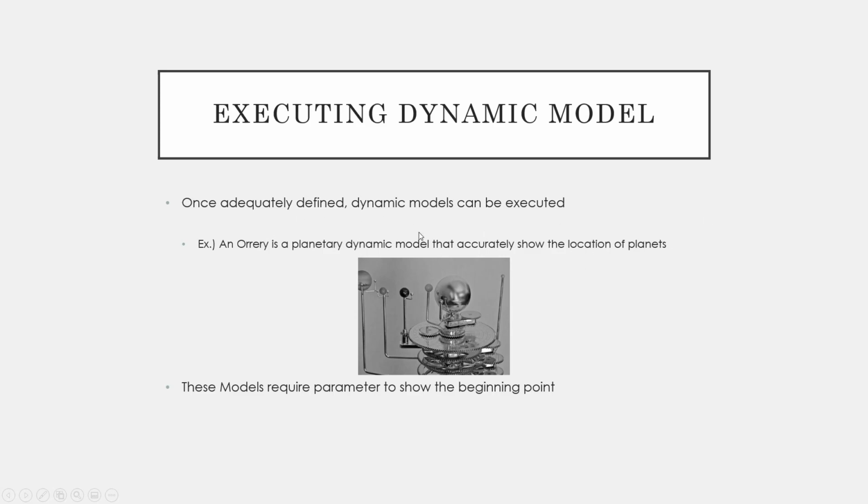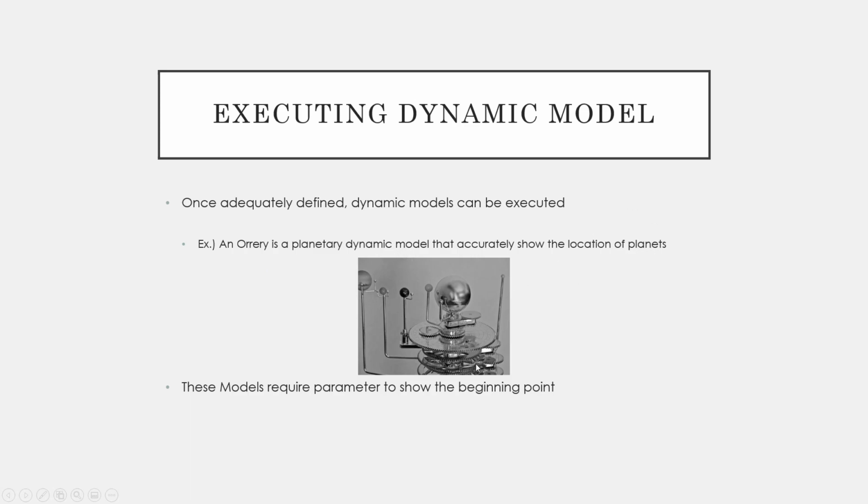A dynamic model. How do we execute a dynamic model, right? Thinking about that turnstile example here. Once we adequately define a dynamic model, they can be executed. So an example of that is an orrery, which is a planetary dynamic model that accurately shows the position of planets.